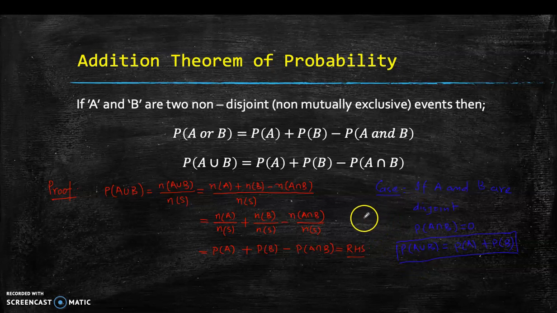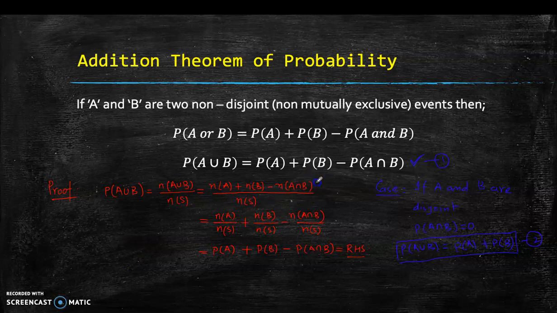Whatever type of question I'm dealing with, I need to see whether the events are mutually exclusive or not. If they are not mutually exclusive, then you use this particular part, equation number 1. If the events are mutually exclusive, then you use equation number 2. So that is a little bit about the addition theorem of probability.